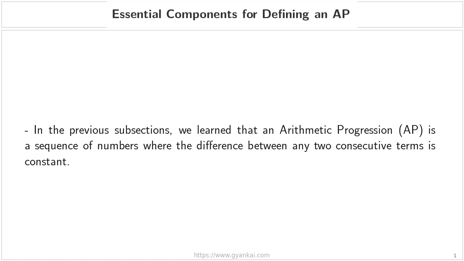Welcome, everyone. Before we dive into today's lesson, let's take a quick moment to recap what we have already covered. In our previous lessons, we established the fundamental definition of an arithmetic progression, or an AP, which is simply a sequence of numbers where the difference between any two consecutive terms remains constant throughout the entire sequence.